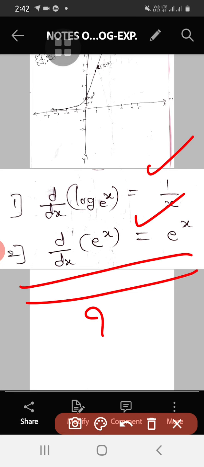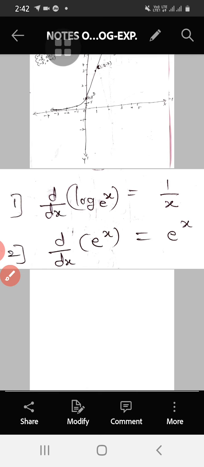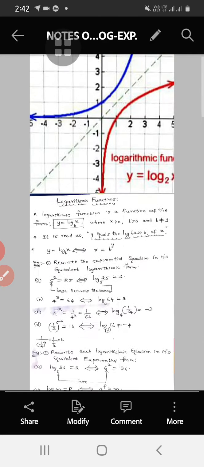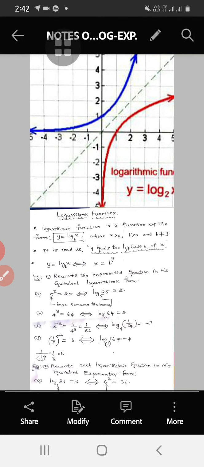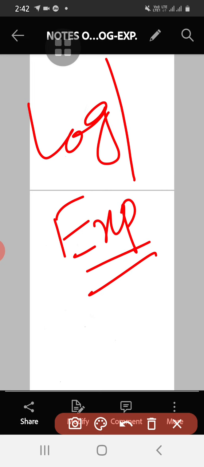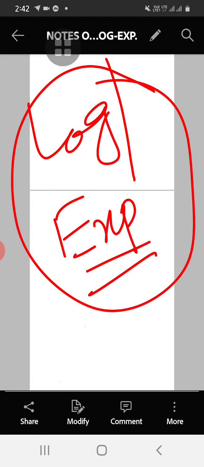So you continue and write all the notes properly, which I am going to post in the group. I hope you got the idea. At the end of the day, our intention is to know the two types of functions, logarithm and exponential functions, and the derivatives of these two.